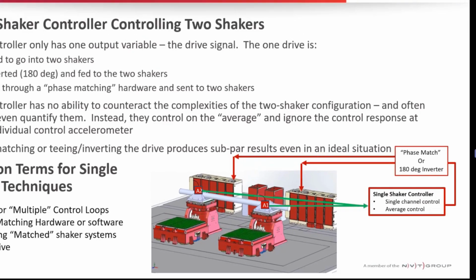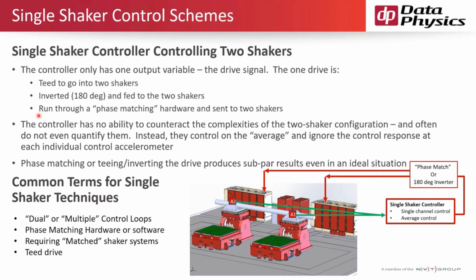And the third method that single shaker controllers use to try and control multiple shakers is using some sort of phase matching hardware or phase matching software algorithm, where they'll just invert the drive internally in the controller box, or run the single drive signal into a piece of hardware that will somehow try to match the phase between the shakers.